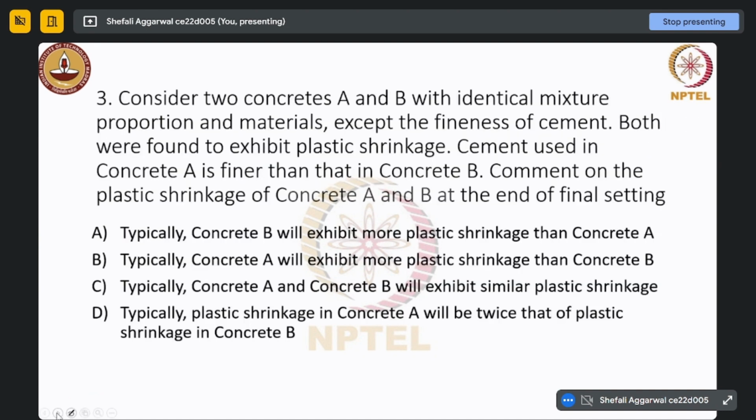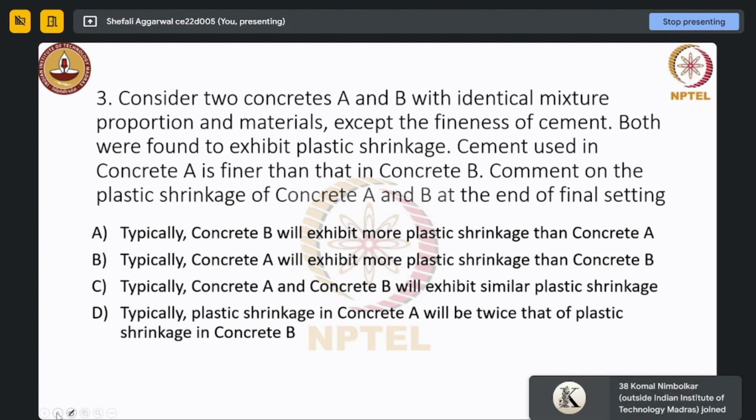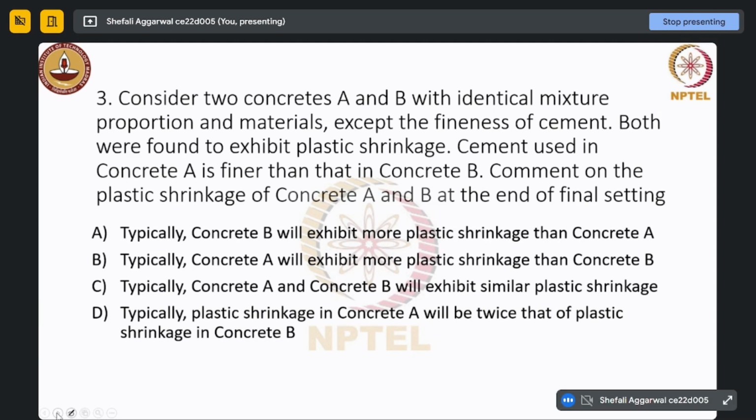Next question. Consider two concretes A and B with identical mix proportions and materials except the fineness of cement. Both were found to exhibit plastic shrinkage. The cement used in concrete A is finer than in concrete B. Comment on the plastic shrinkage of A and B at the end of final settling. Concrete B will exhibit more plastic shrinkage than A, or A will exhibit more plastic shrinkage, or both will exhibit similar shrinkage, or plastic shrinkage in A will be twice that in B.